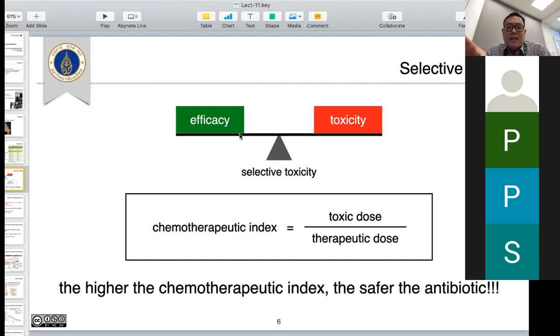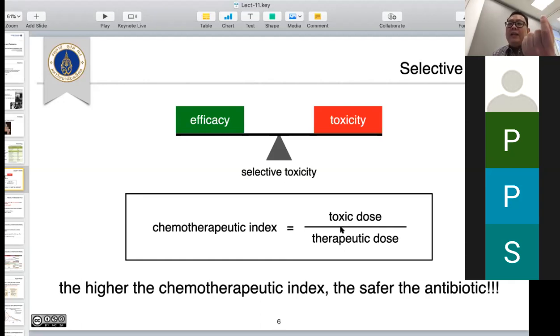That's toxicity. So when we calculate the therapeutic dose, the amount of chemical that can kill microbes, and the amount of chemical that becomes toxic to humans, we need to calculate the toxic dose and the therapeutic dose. The toxic dose is supposed to be high, okay? The therapeutic dose is supposed to be low. When you put the doses in the equation, the result is the chemotherapeutic index. The higher the index, the better.